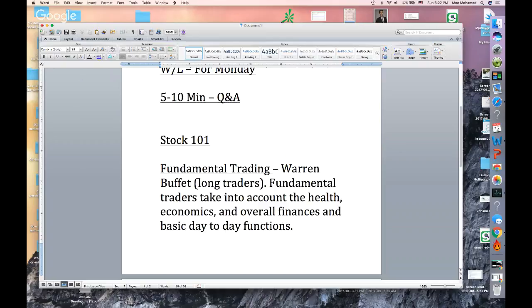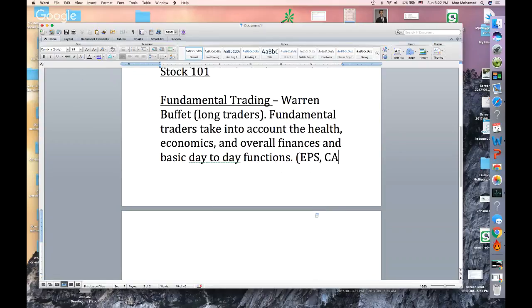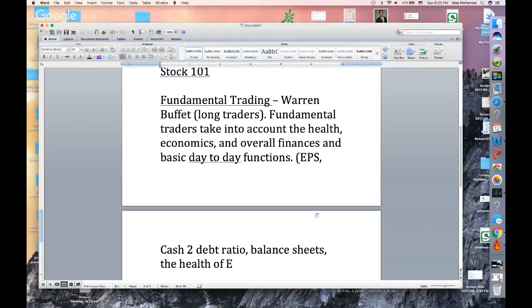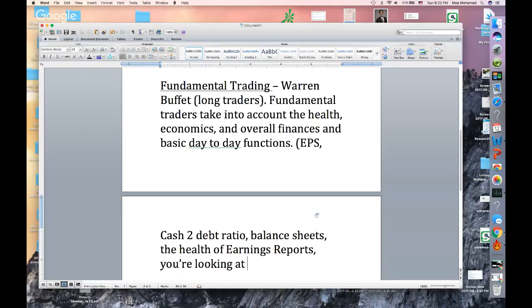So you're looking at EPS, you're looking at cash, cash to debt ratio, you're looking at balance sheets, you're looking at the health of earnings reports, you're looking at the future of a stock, right?